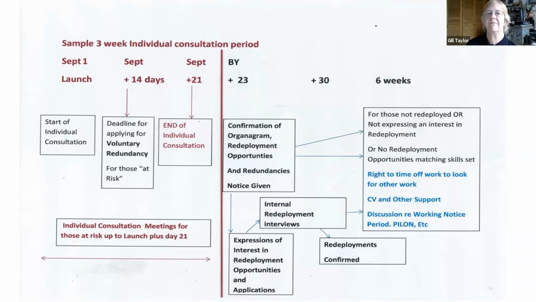You give notice to everybody. That's always the best. Give notice to everybody, because you will rescind it for people who get the jobs. Once people have got jobs, you then rescind the notice you've given to them. So you confirm what everything is going to be. You're settled on your organogram. You've still got the same redeployment opportunities, or you haven't.